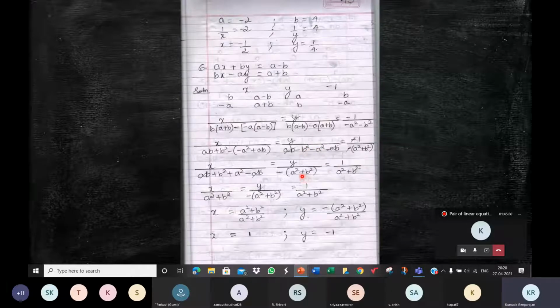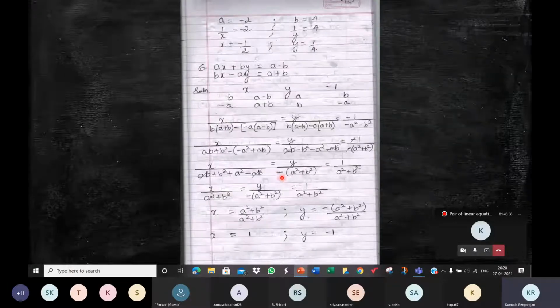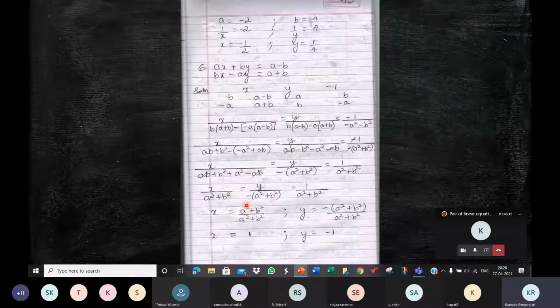See, you can have it as it is. It's not that at this stage itself you have to take out the minus common. You can take out this minus common later also. I have taken a minus out here because we have minus A square minus B square, right? So I have taken out the minus sign and written it as minus of A square plus B square. You can maybe do it later. You will still get the same values for x and y.